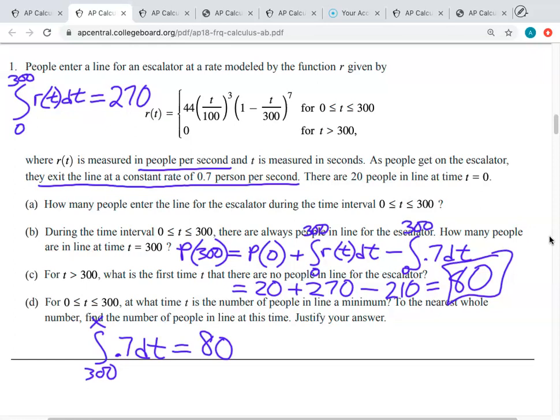Type this in? Okay, so you solve the integral. Whenever you do an integral, you have the integral of 0.7, comma, t, comma, 300, comma, x, equals 80, comma, and then you have to tell it what you're solving for. I'm solving for x. Let's see. There you go.